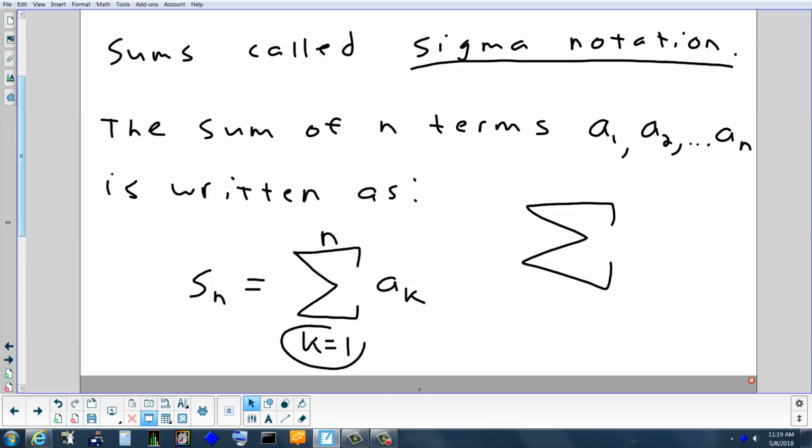The number at the bottom tells you what's the first term you want to add up in the sequence. If you put k equals 1, then that means you're going to start with the first term. If I did something like this, that means forget the first term. We're going to start adding things up, but we're going to start with the second term now. We're going to skip the first one. All right, so whatever number you put here controls where you want to start adding things up in the sequence.